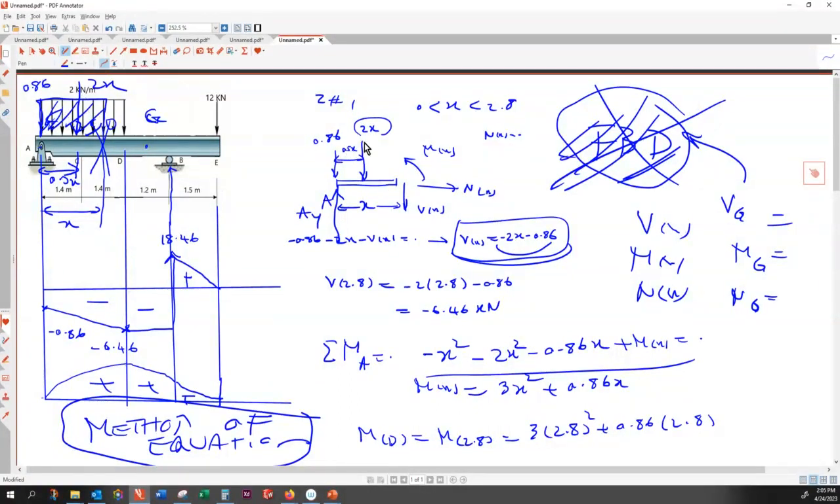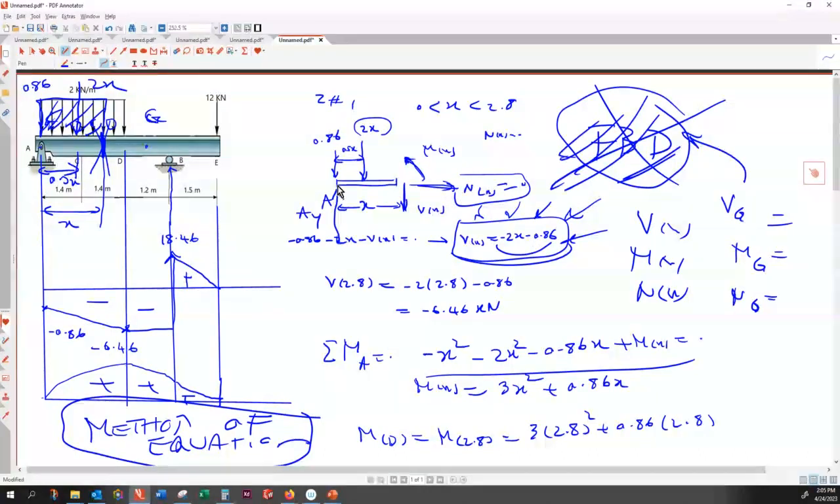And this distributed force will be replaced by 2X. And what happens at the cut? Because you cut the section, internal forces would be three: V of X, N of X, M of X. N of X is equal to 0 because all forces are vertical. To find out V of X, I have to write the sum of the forces in the vertical direction equal to 0. That is what I did, and I obtained an expression of V of X with respect to X. How do I find M of X?